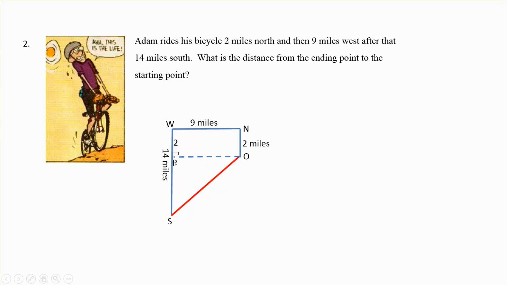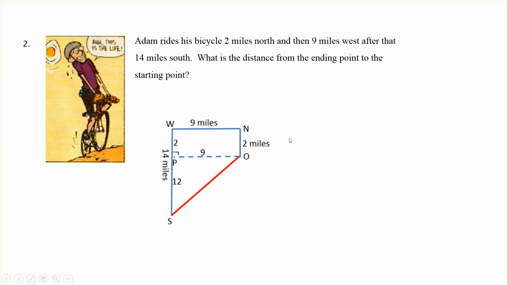Okay, so now we can determine the length of PS. The length of PS is equal to 14 minus 2. So it is equal to 12. Okay, the length of WN is 9 miles. So the length of PO is equal to 9 miles too. So now you can calculate the length of SO using the Pythagorean theorem.